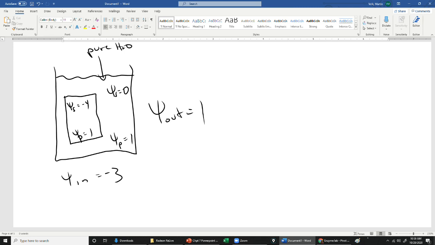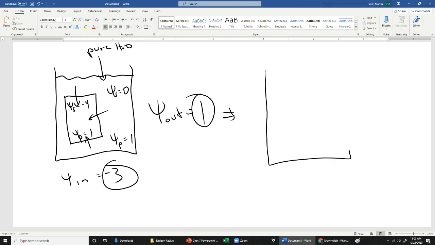So which number is greater? Well, 1 is greater than -3. That's the higher number. So the water potential on the outside is greater than on the inside. Therefore, water is going to diffuse in from greater water potential to lesser water potential, it's going to make that swell a little bit. So let's check that out.